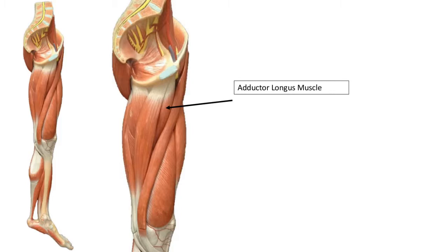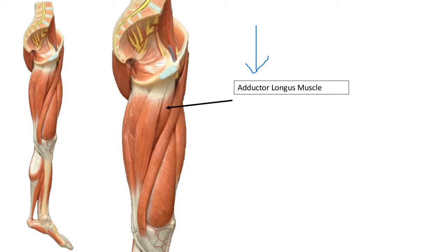So here's adductor longus from the medial view. And I'm sure you can figure out what this does simply by the name. Okay, it's going to adduct the hip, and it offers a little bit of hip flexion. Okay, so there's adductor longus.